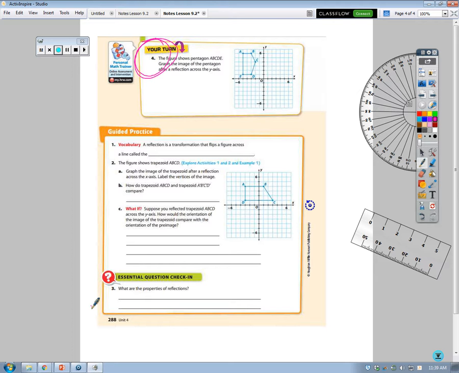All right, guys. So that is properties of reflections. Again, it did take a little bit long time because we spent a lot of time measuring, but that's, again, to remind you what the properties are when we're looking at transformations. Okay? So again, if you have any questions, write them down, bring them to class, and we can go over them. Do this your turn on your own. We'll check it in class next time we meet, and then we'll do guided practice together in class as well.